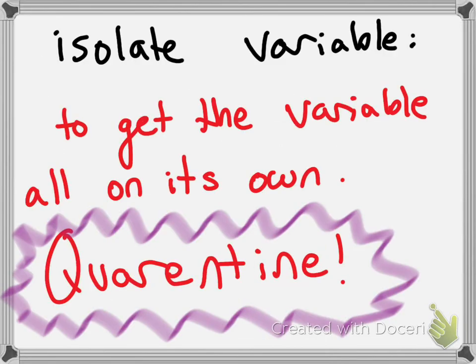What we're trying to do is isolate the variable. Isolate the variable means to get it all on its own, quarantine style. This variable, it got COVID, y'all. We want to get that variable all on its own side. It has to be isolated. We don't want any number to get sick next to it, so we are going to isolate it.